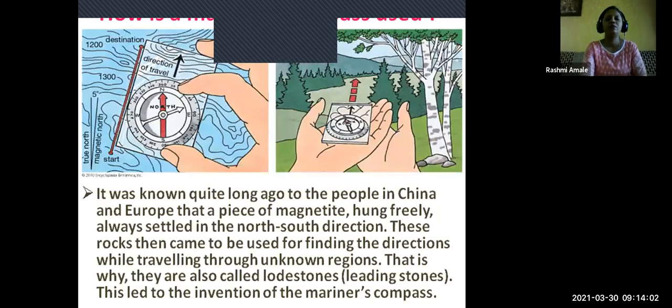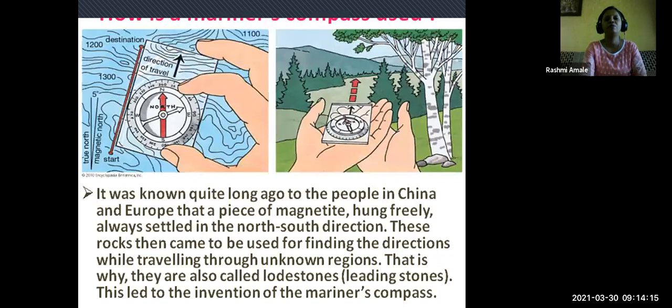So this magnetite was later called lodestones, because it means what? Leading stones. This led to the invention of the Mariner's compass. So later on, the Mariner's compass was invented. In the Mariner's compass, there is a magnetic needle which is hung freely at the center, and it always points in the north-south direction.